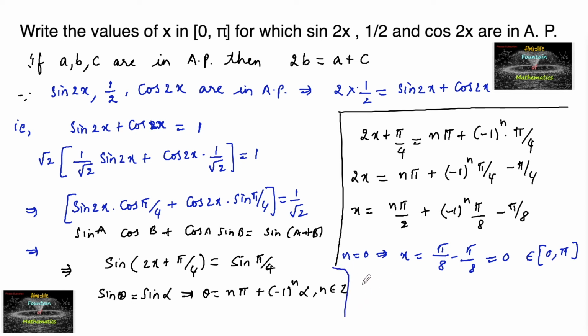And now we can take n is equal to 1. So we have x is equal to 1 into pi by 2 plus (-1)^1 into pi by 8, and again minus pi by 8. So pi by 2 minus pi by 8 minus pi by 8, that is pi by 2 minus pi by 4, which is equal to pi by 4. This also belongs to the interval 0 to pi.